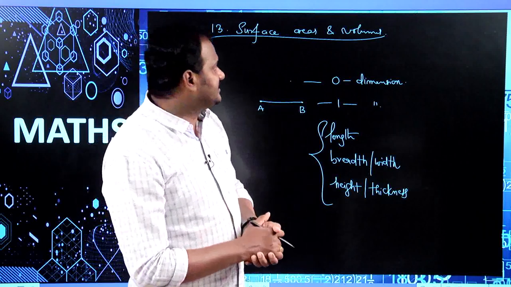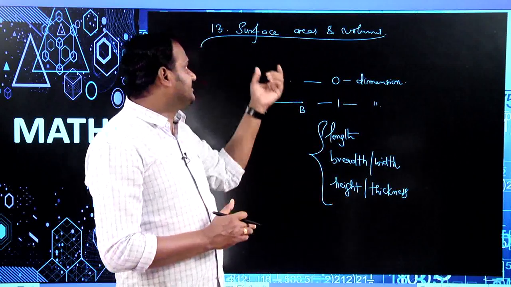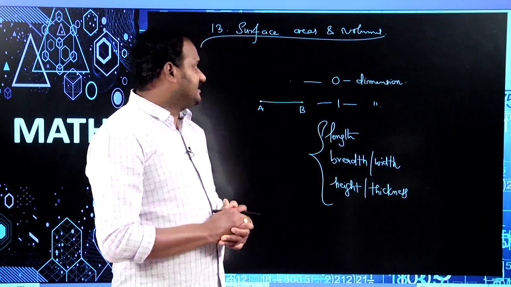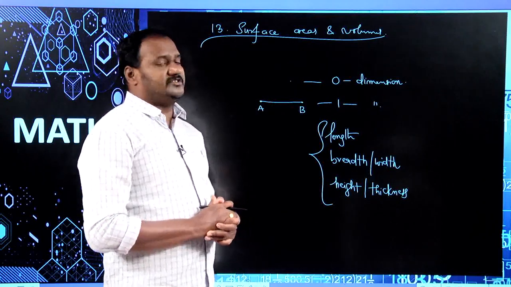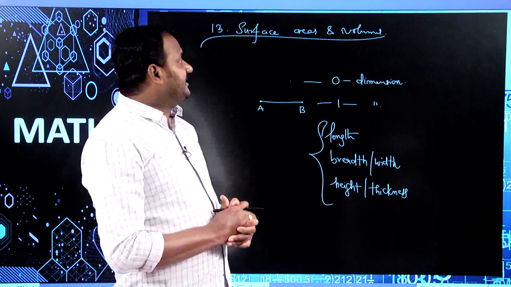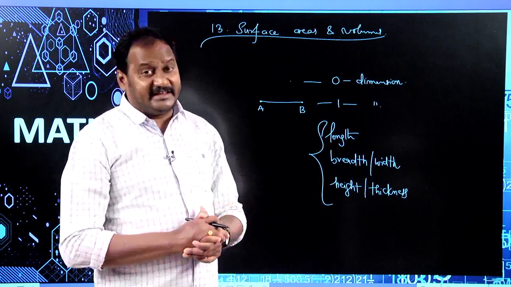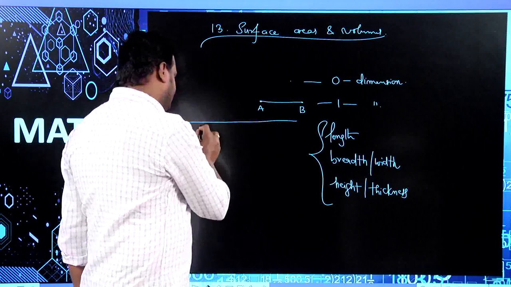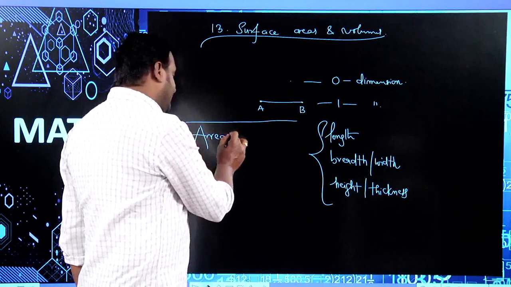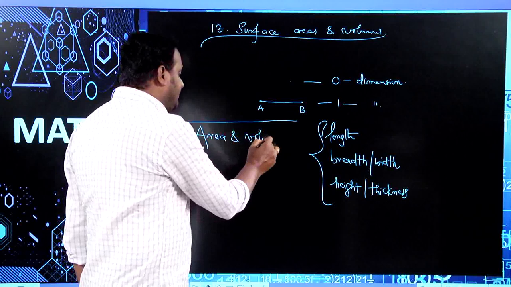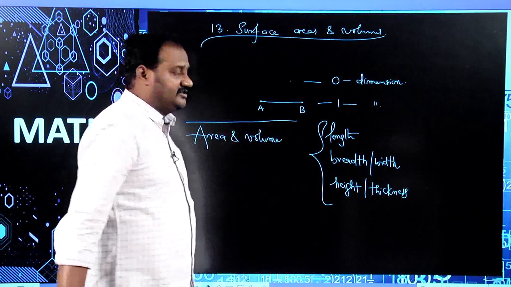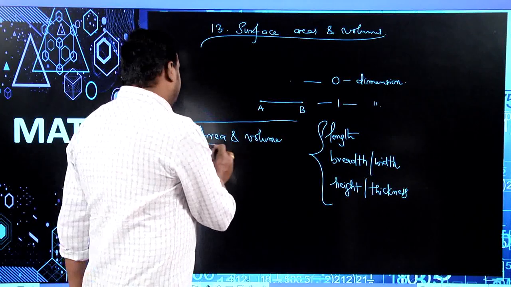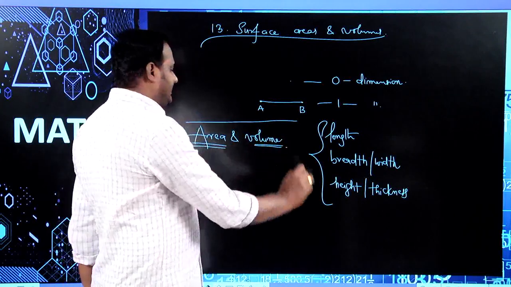Now, we are going to discuss three dimensional figures in the concept called areas and volumes. Before that, I just want to give you clarity about what you mean by area as well as volume. See, these two look like the same, area and volume. So, what do you mean by area and what do you mean by volume and what is the difference between both of them?